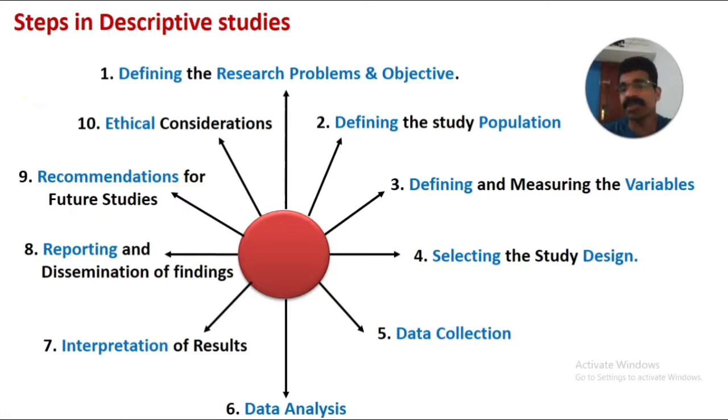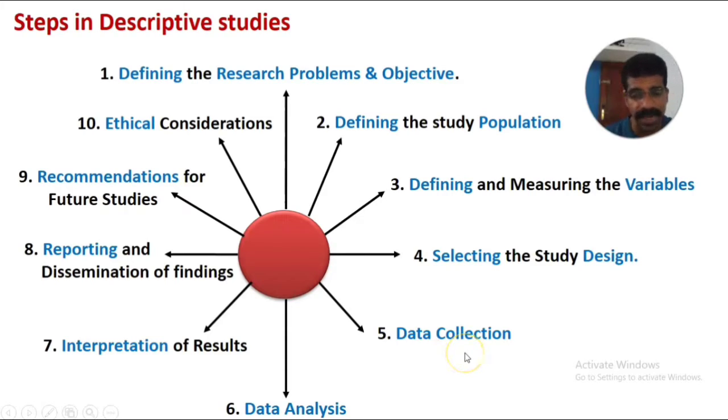There are 10 steps in descriptive studies. First one is defining the research problems and objectives. Second step is defining the study population or sample of the study. Third one is defining and measuring the variables, the study variables. Fourth one is selecting the study design, the type of study in descriptive study.